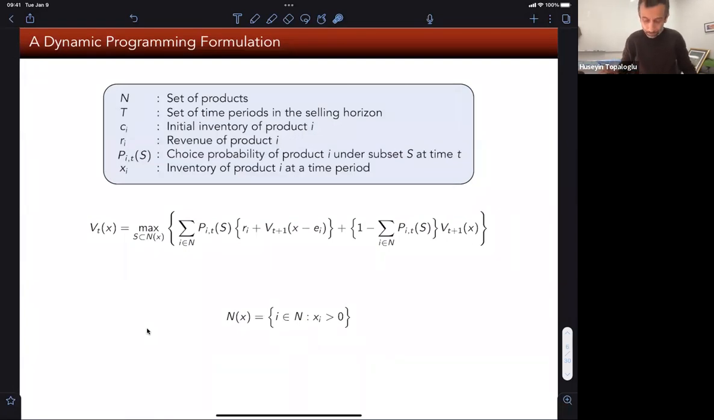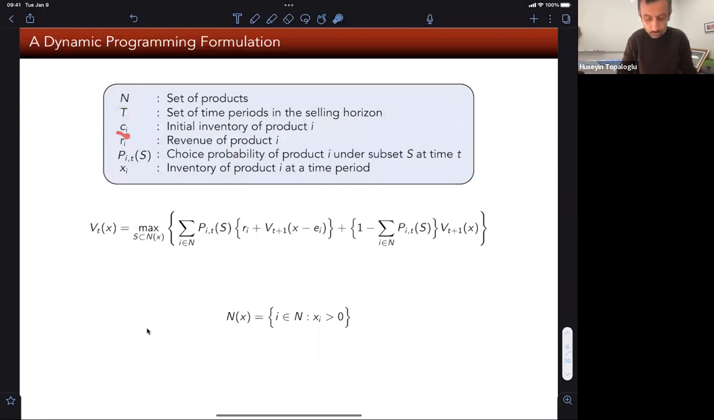Okay, so here's some notation. N is going to be the set of products that we have access to. T is going to be the set of time periods in the selling horizon. Namely, we're going to have a finite selling horizon. We're going to take that selling horizon and chop it into little time periods. And these time periods are going to be small enough that there is going to be one customer arrival in each time period. And T is going to be the set of time periods in our selling horizon.